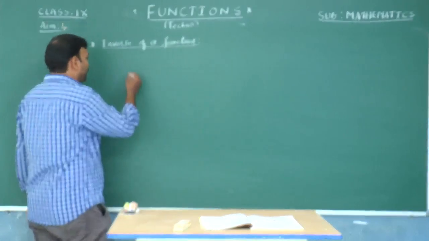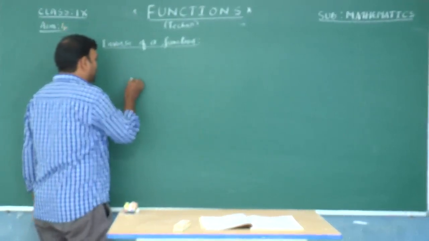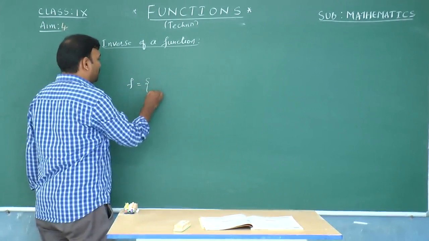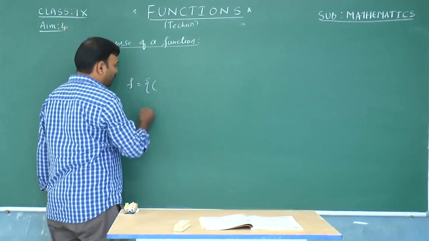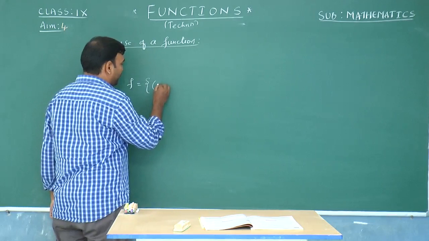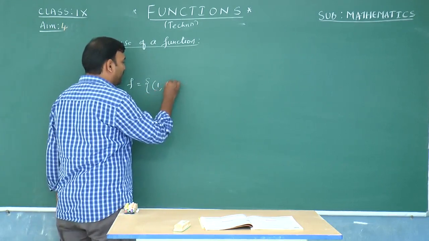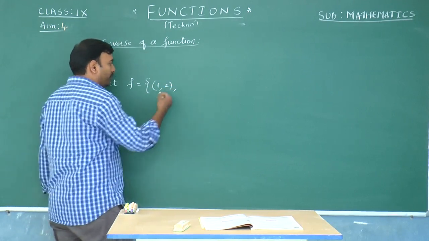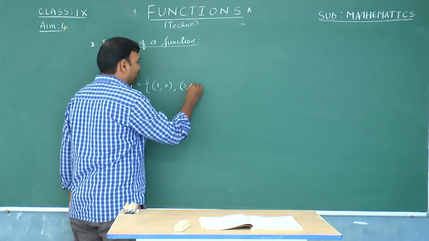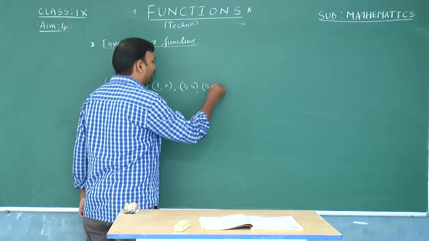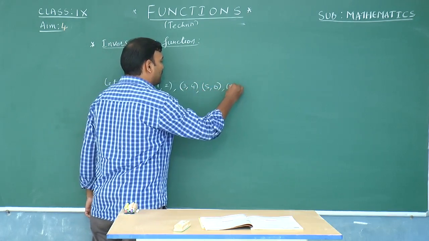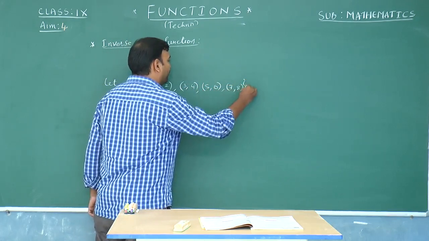The inverse of a function is obtained by interchanging the domain and range. That is, for example, let us suppose that f is a function given by f equals the ordered pairs (1,2), (3,4), (5,6), (7,8).